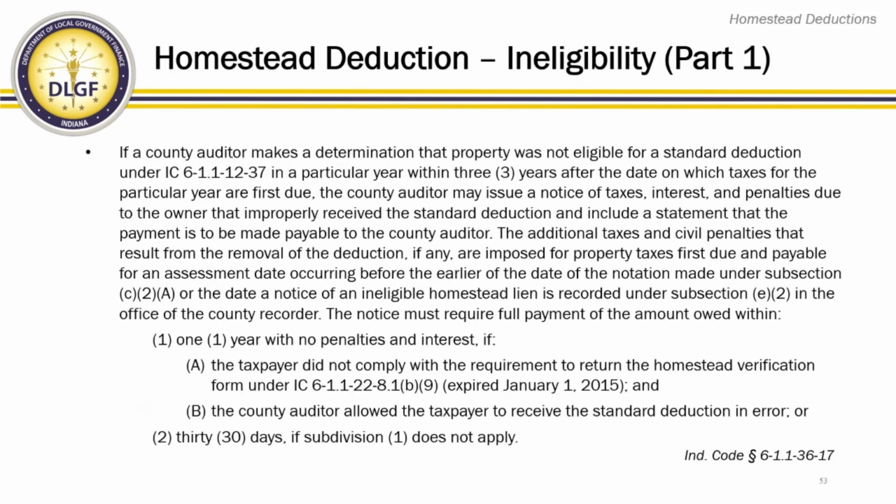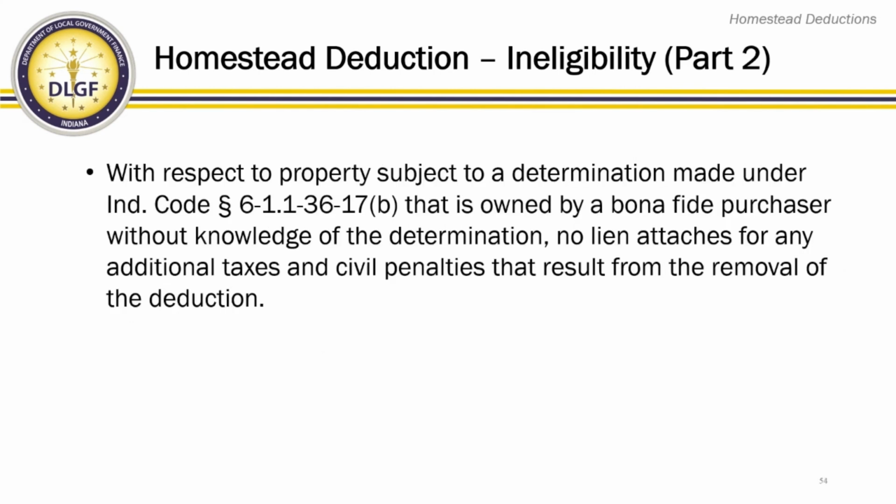The statute on the screen further details that the county auditor has the ability to do a 3-year look back to see if a deduction has been improperly claimed and received for a 3-year period, and the penalties and interest that can apply to an individual that shouldn't have received a homestead deduction but has been receiving it. There is one exception.